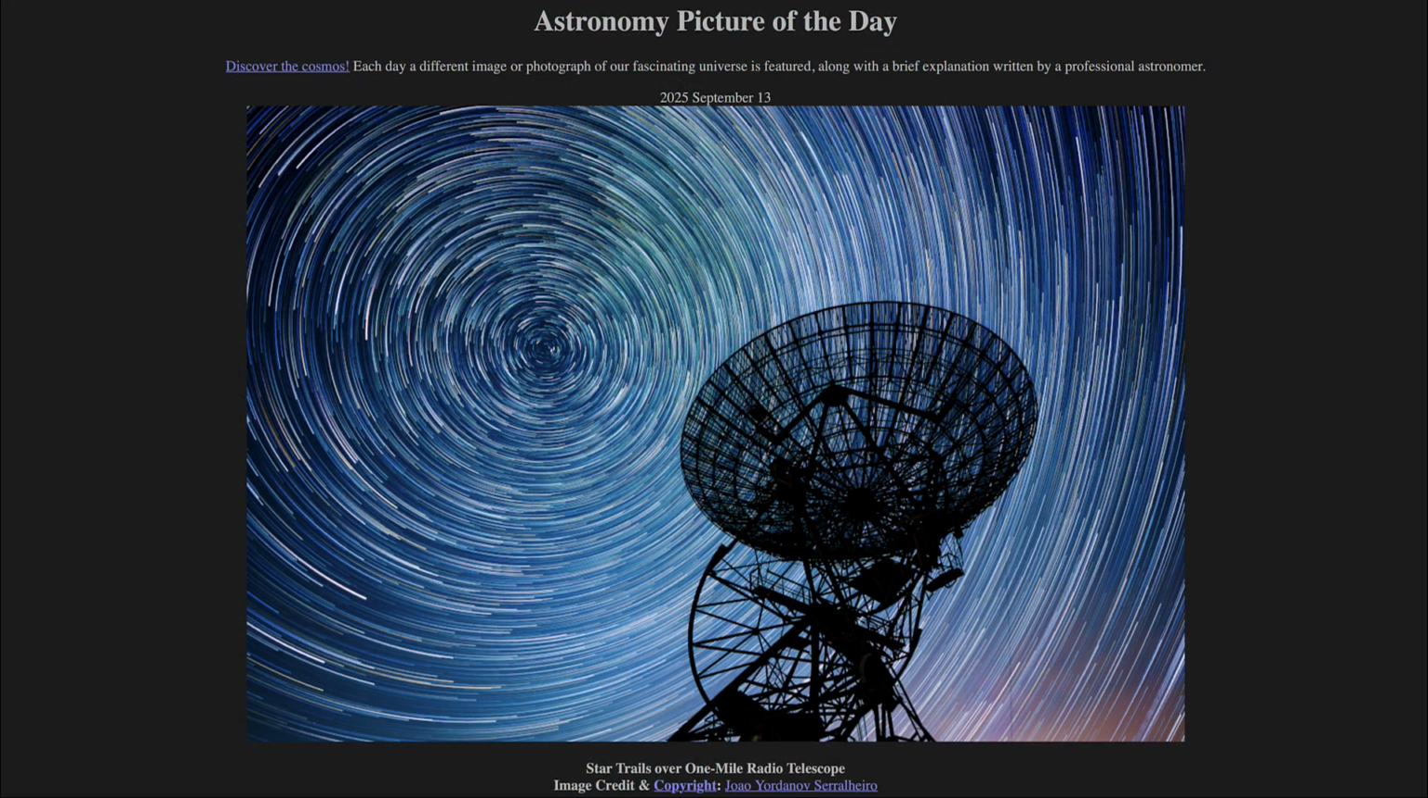So that was our picture of the day for September 13th of 2025. It was titled Star Trails over 1 Mile Radio Telescope.